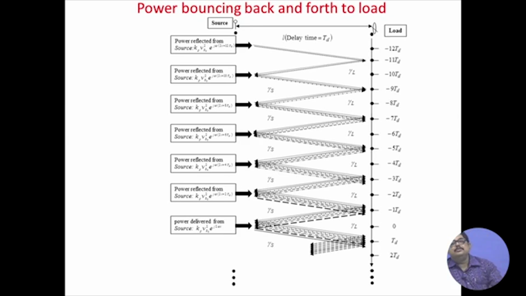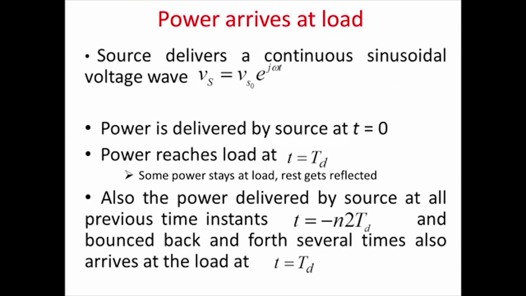So at any time, to find the total power reaching the load, we need the summation of all these infinite previously reflected waves. That is why we write that when power arrives at the load, all these things happen. Let us say the source delivers a continuous sinusoidal voltage wave, which we call Vs. The amplitude of the voltage source is VSO, and obviously with time we have a time harmonic variation. Any sinusoidal source with a phasor representation we can write as a e to the power j omega t. Now, power is delivered by the source at t equal to 0, the time from which we are counting. Power will reach the load at t equal to Td. Some power stays at the load, and some gets reflected.